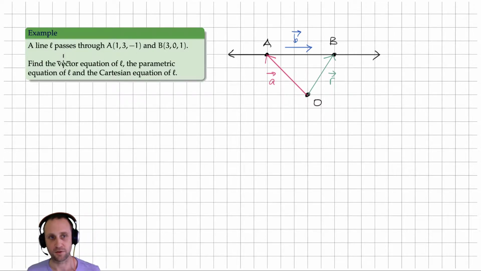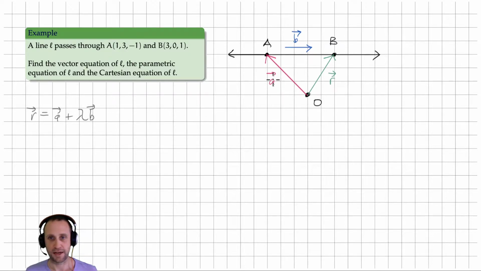Let's start with the vector equation. If we want to describe any point on this line, remember that will be given by this position vector R. And R is the same thing as taking a journey along A and then a certain number of B's. So this vector R is going to be the vector A plus a certain number of this direction vector B. Now, what are each of these pieces that we need?